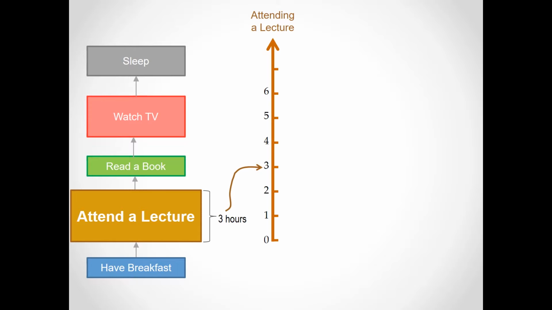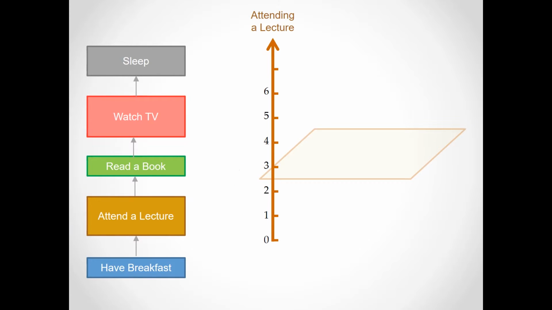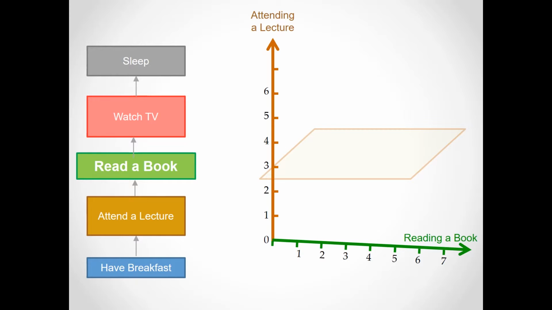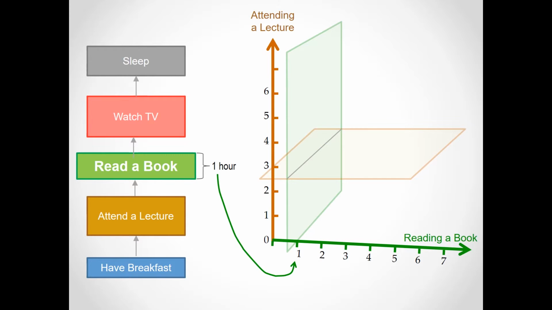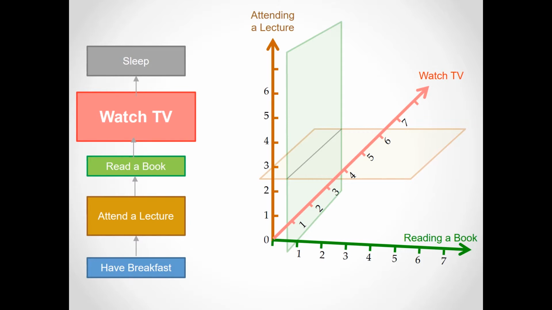We do the same for the next activity. We create a new dimension in our space called reading a book. Since we spent only 1 hour reading a book, we place our mark at 1 on this dimension. We do the same for the time spent watching TV. We spent 3 hours watching TV. Note that the marks we place on each dimension eventually intersect at a single point in our space.